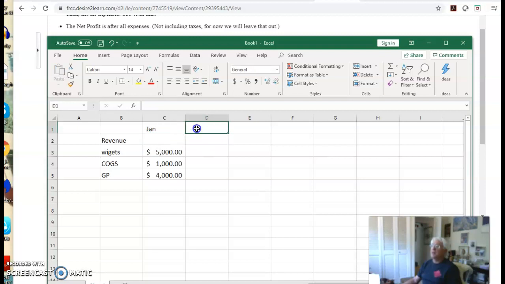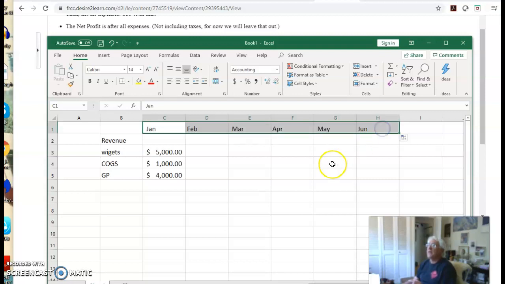I can take January. I'll do a February, and let's do, I can copy this formula. Watch this. March, April, May, June. Okay, I got 6 months of revenue coming in here.